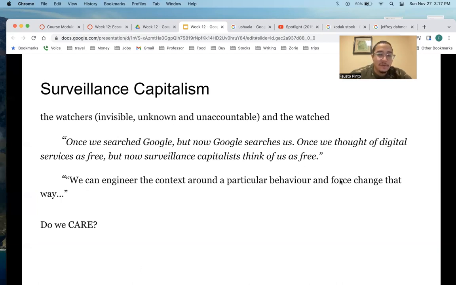And I don't know if we talked about it in this class, Cambridge Analytica. This ties into the next quote she has. Let me mention the quote and then I'll go back: we can engineer the context around a particular behavior and force change that way. So Cambridge Analytica is a famous scandal with an app that was tied to Facebook and was stealing data. And they have this thing called psychoanalytics. To break it down, they did it on a bigger scale.